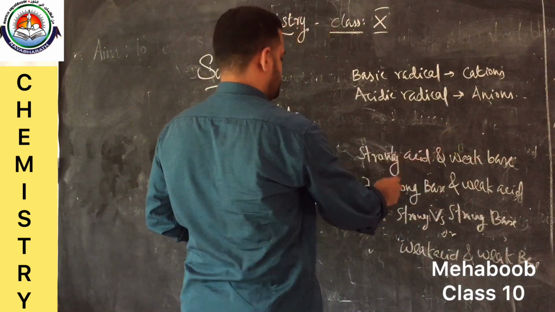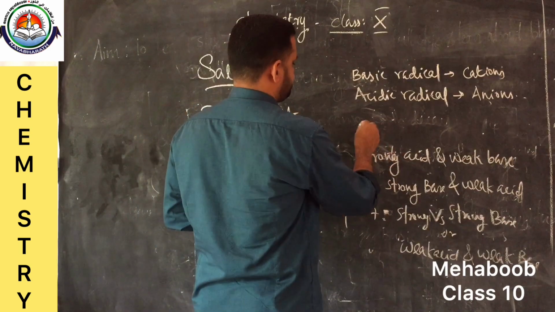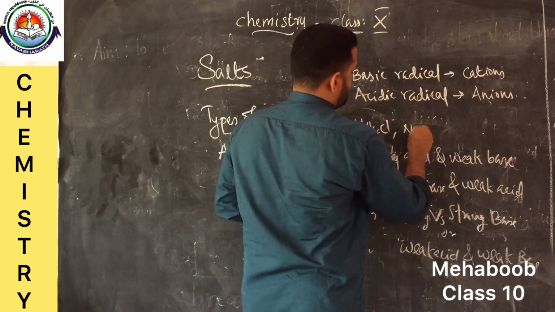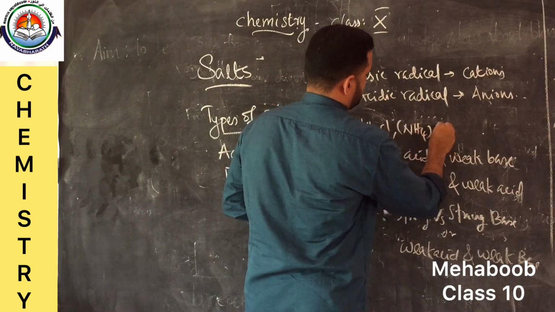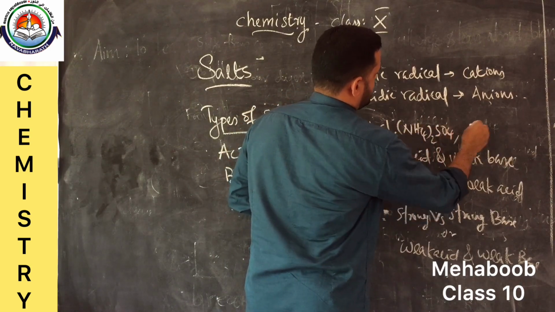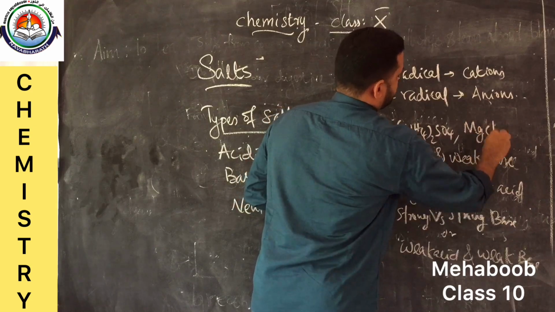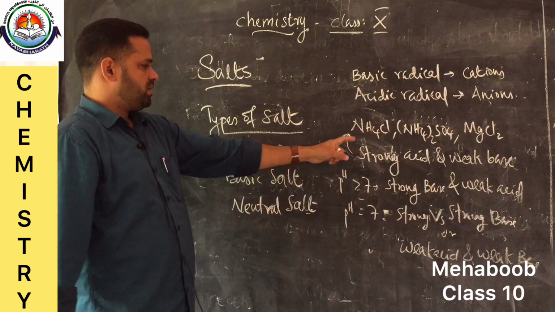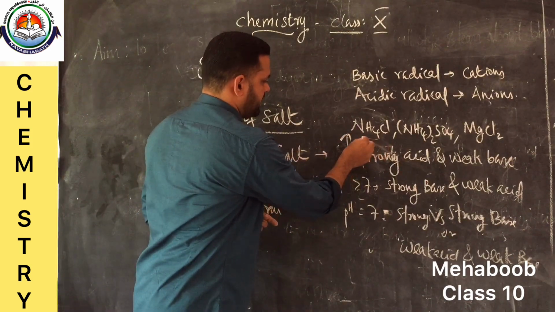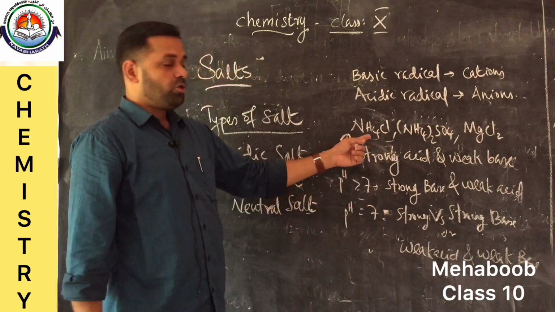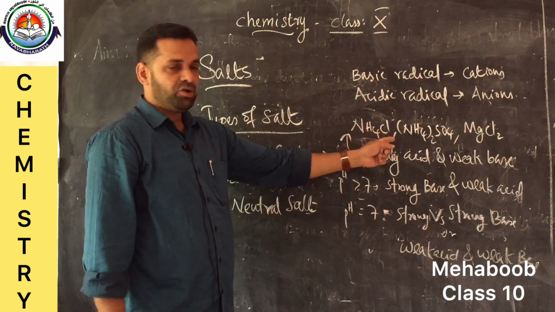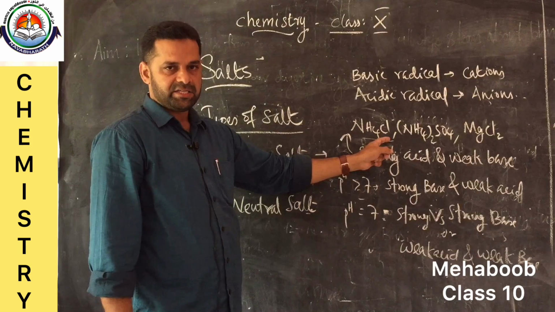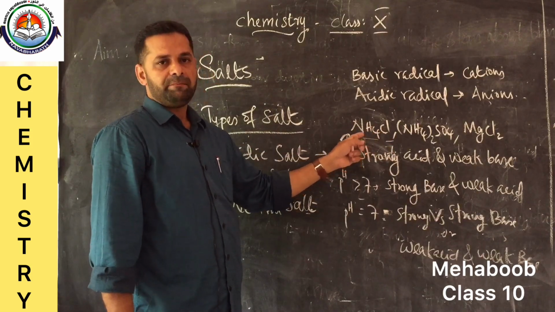For acidic salt, examples are ammonium chloride, ammonium sulfate, magnesium chloride. All these are examples for acidic salt. Why? Because see, we know this is the cation and this is the anion. Cations are formed from bases and anions are formed from acids. That is why anions are called acidic radical, cations are called basic radical.